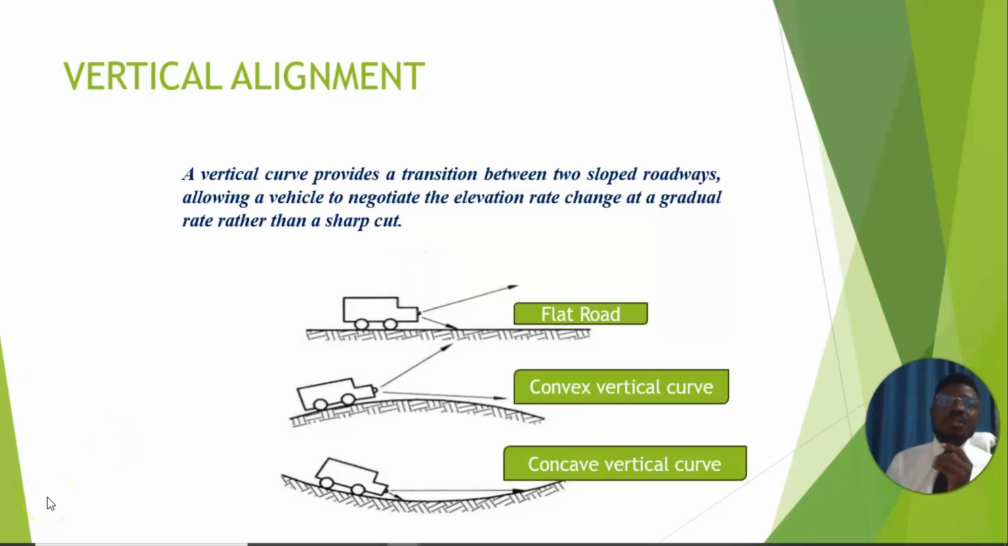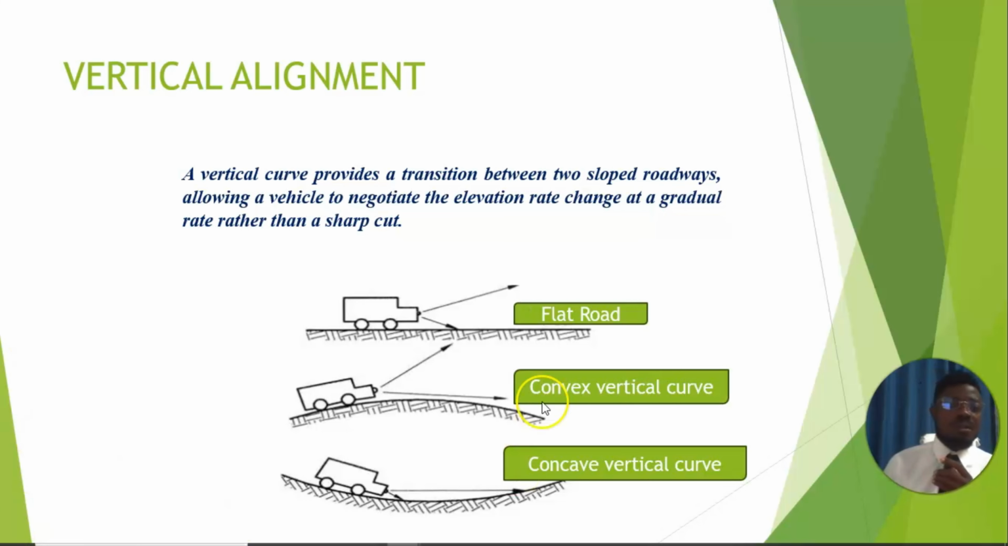Then that leads us to the vertical alignment. Everything that we've been explaining so far is still under the horizontal alignment. Under the vertical alignment, we have what we call the vertical curve. It provides a transition between two sloped roadways. I already explained that the horizontal alignment has to do with the movement to the left or the right on the road, and the ability to remain on it and manage that on the road. But the vertical alignment has to do with the transitioning between two sloped roadways, allowing a vehicle to negotiate the elevation rate change at a gradual rate rather than a sharp cut.